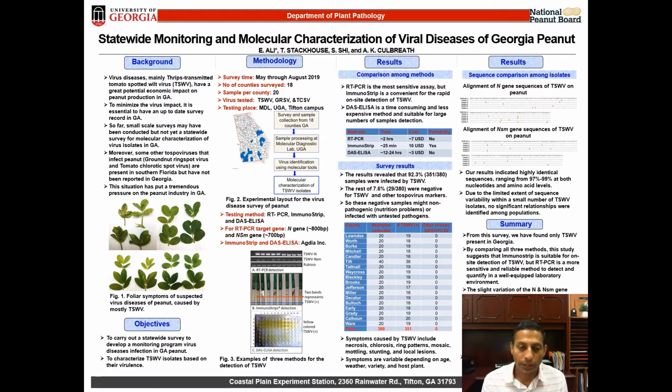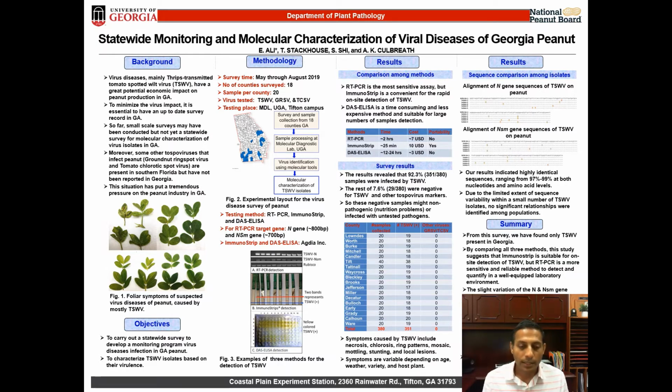In the top panel, you see the 2 different markers for TSWV, TSWV-N and TSWV-NSM gene. These specific band sizes represent whether the sample is positive for TSWV or not. For the ImmunoStrip test, if you see 2 bands, that represents the sample is positive for TSWV, and if you see just a single band, that represents the sample is negative for TSWV.